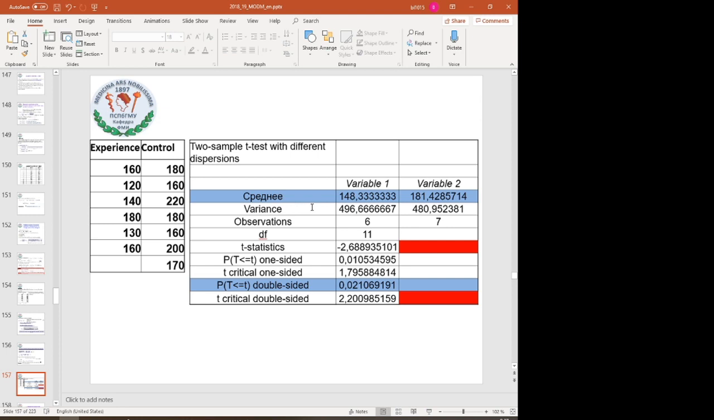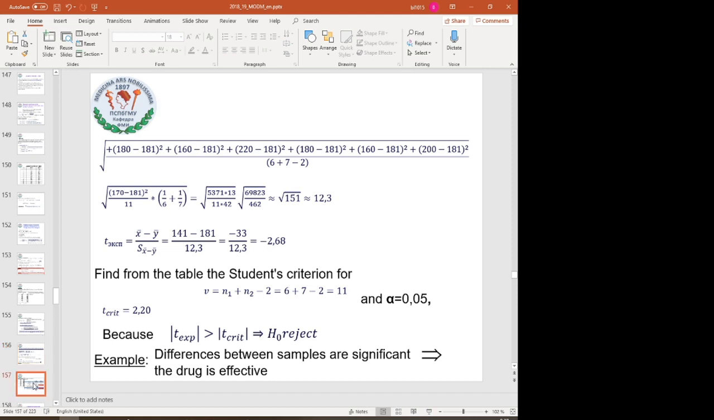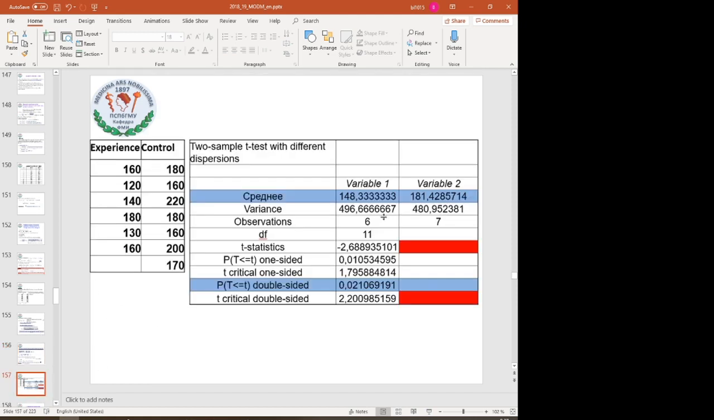This is a standard output of some medical statistical program. We can check our calculations. The mean values are that and that, and the difference between them is 41. Well, we had the same mean values. Let's check. Approximately this and approximately that. Variances, we can conclude they are very close.